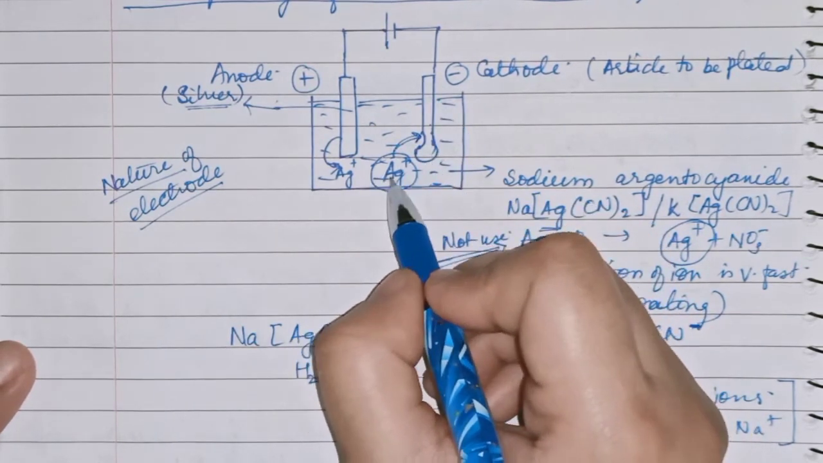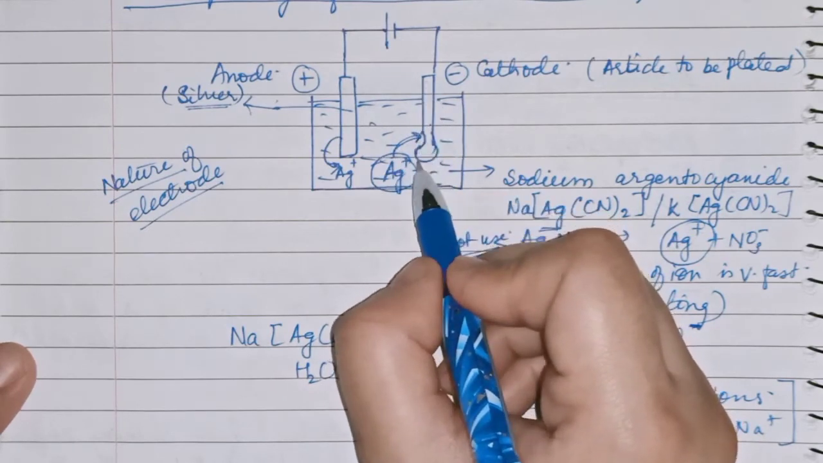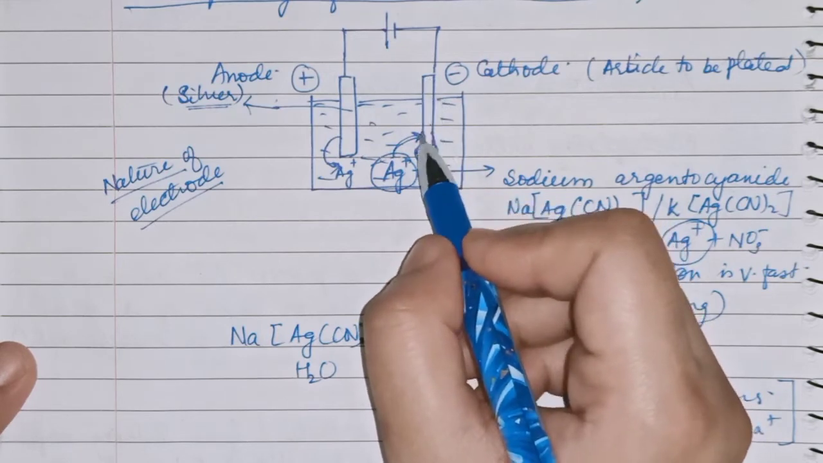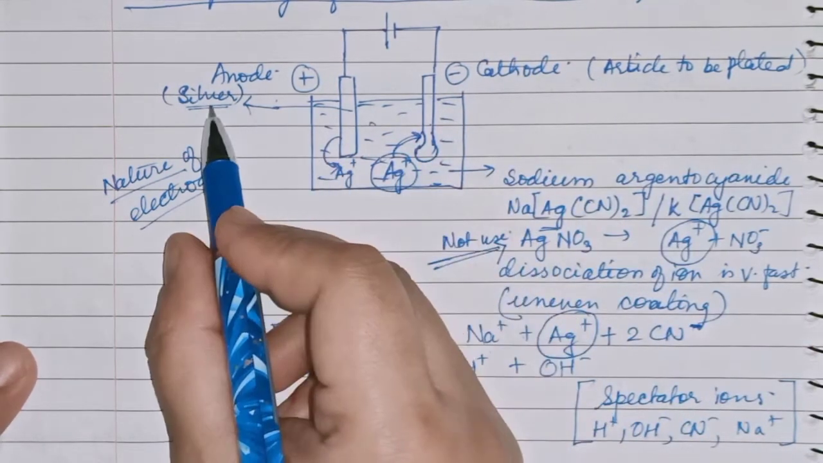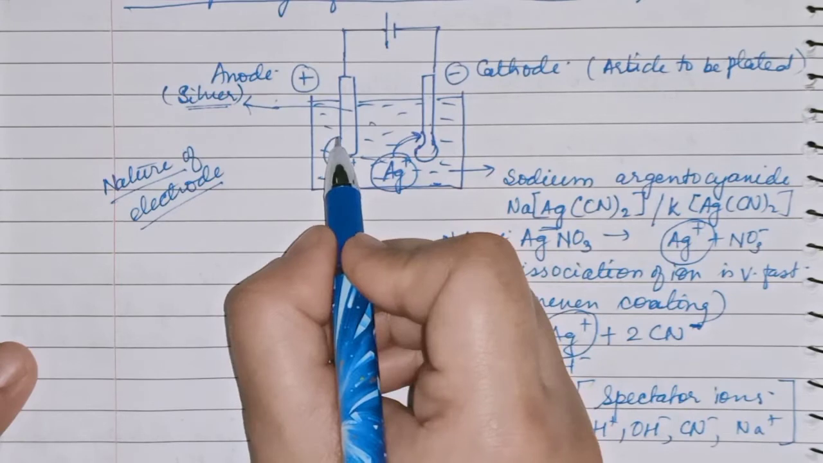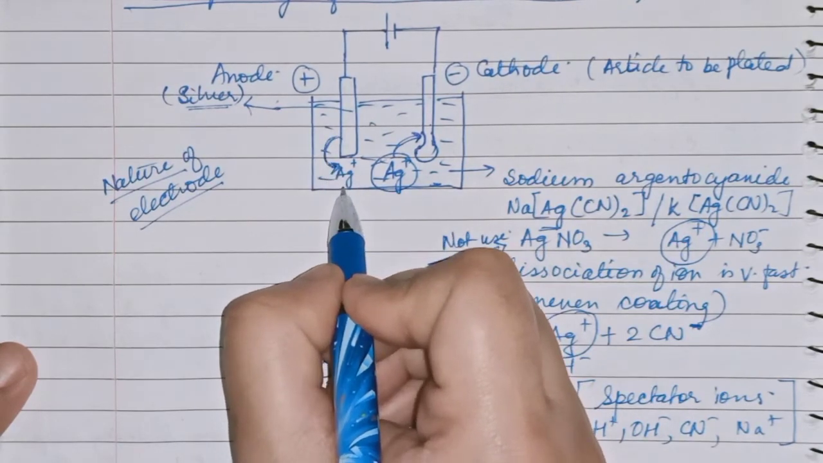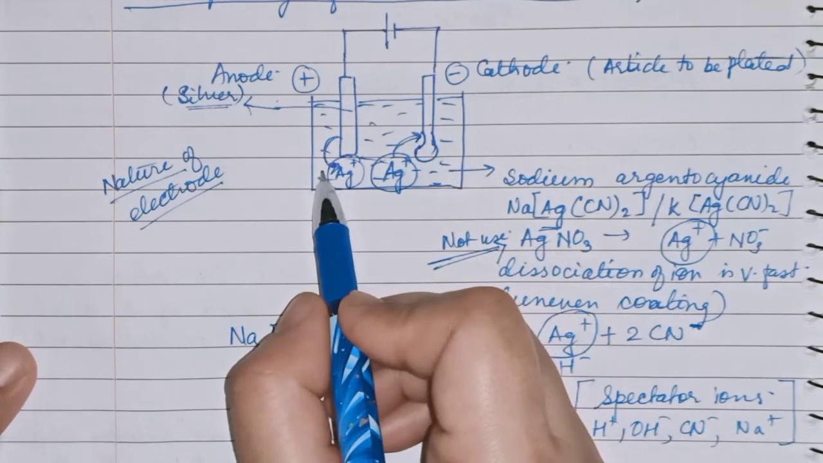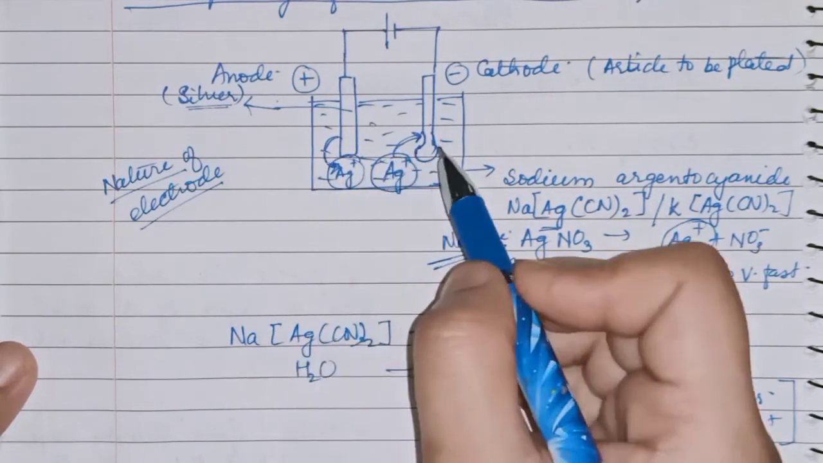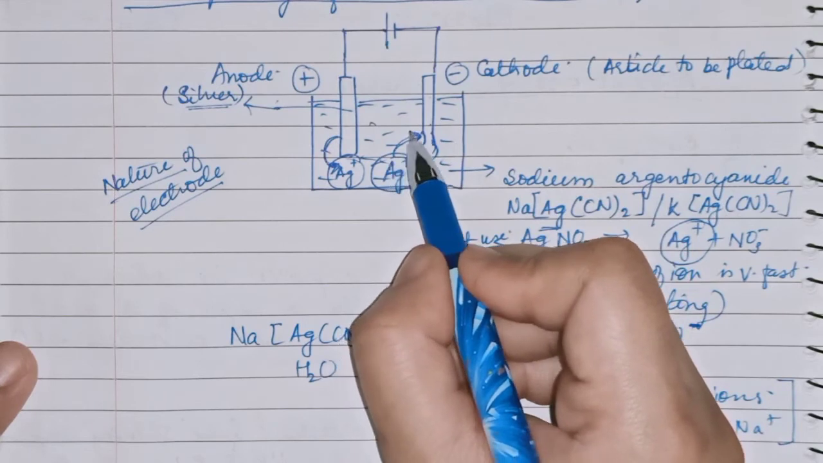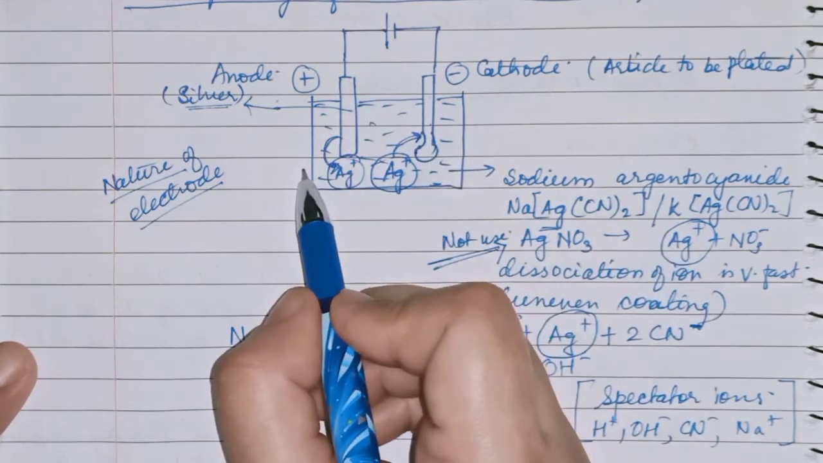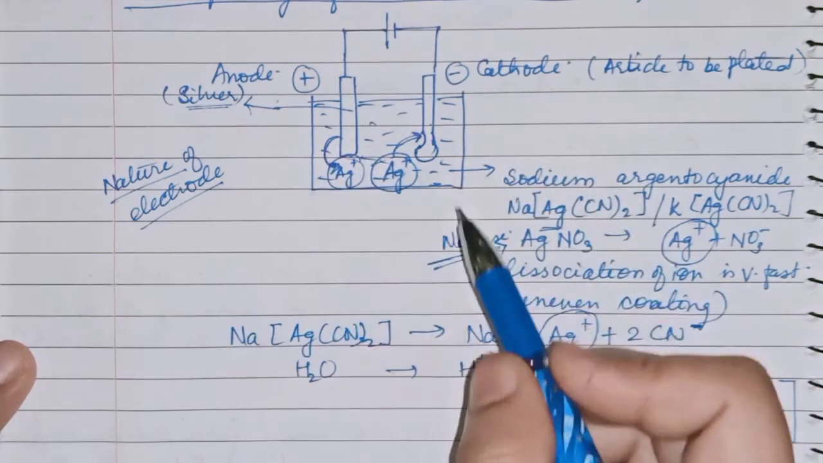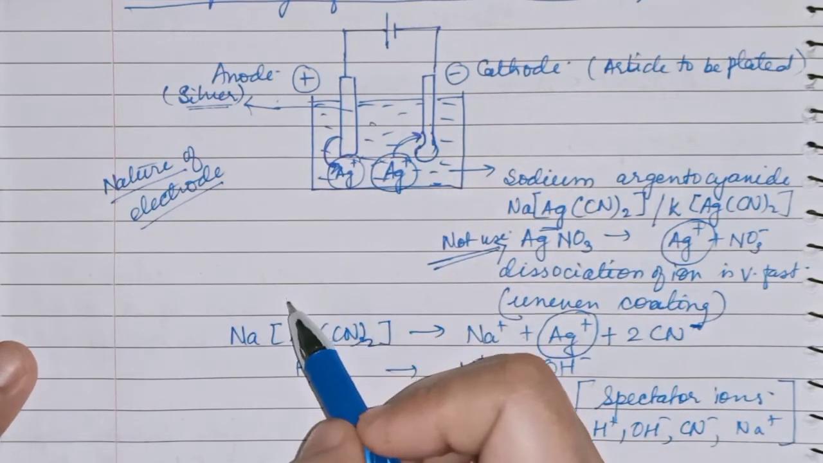So what is happening here? Silver will get deposited on the cathode, and at the same time the anode, which is made up of silver, is breaking down into Ag plus ions. So the rate of deposition and breaking down is the same. Whatever number of silver is getting deposited here, that number of silver will come again from the anode. So this is the process of electroplating.